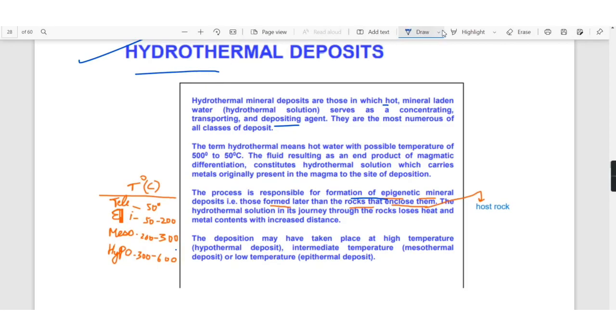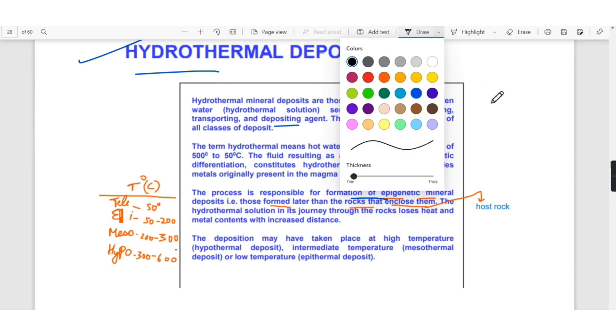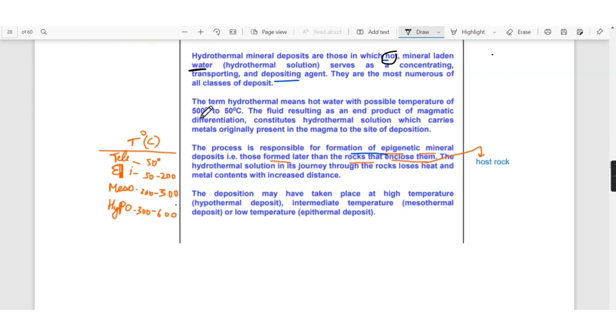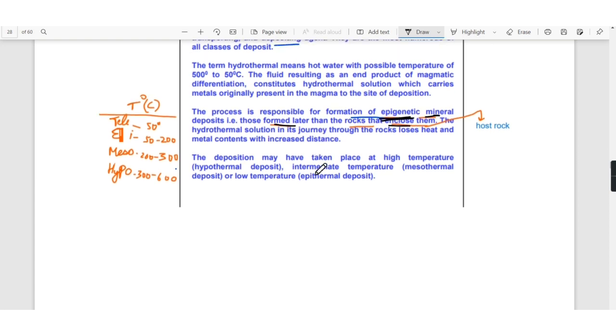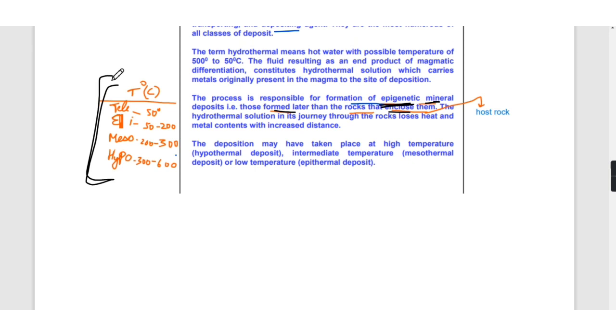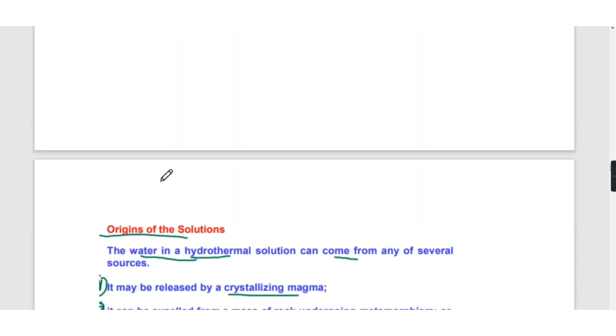For the formation of hydrothermal deposit, hot mineral-laden water is required, right? And this process results in the formation of mainly epigenetic minerals. Okay. Which means those which form later than the host rock. And these are the various types of hydrothermal deposit, which can be formed from 50 degrees Celsius. Okay, epithermal, mesothermal, hypothermal, and these are the temperature ranges.